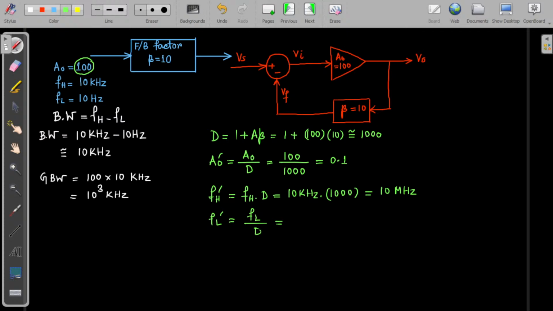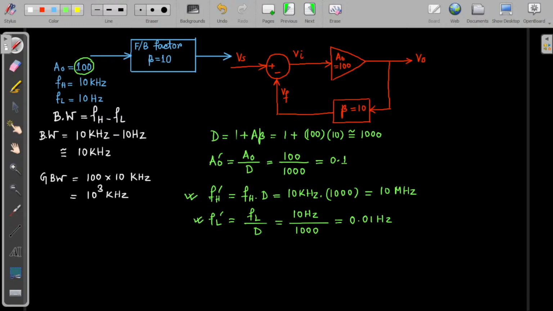What is FL? FL is nothing but 10 hertz divided by D. D means 1000. So if you calculate this, you will get it as 0.01 hertz. So you can see the FL dash has been decreased and FH dash has been increased.